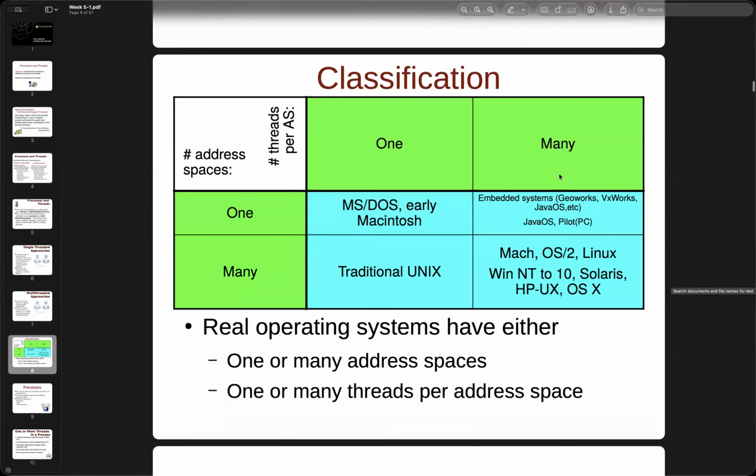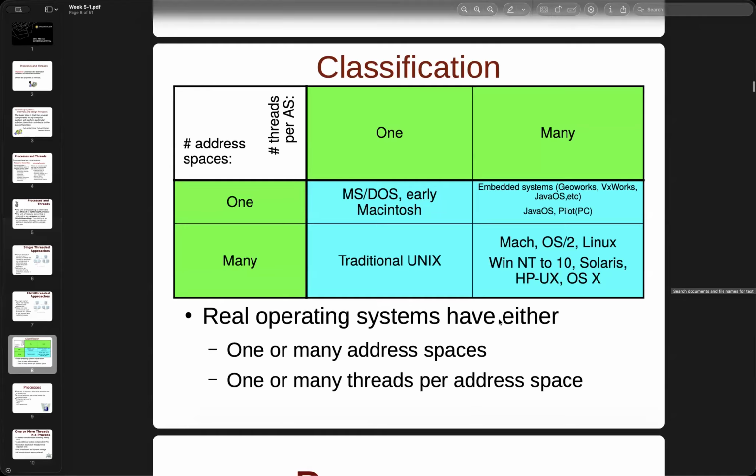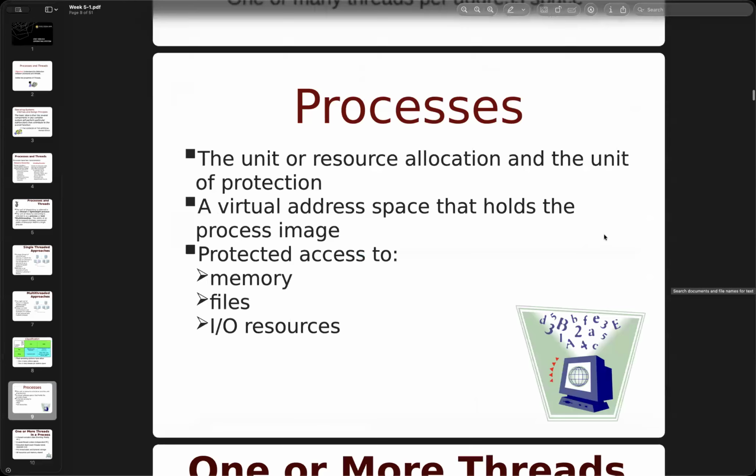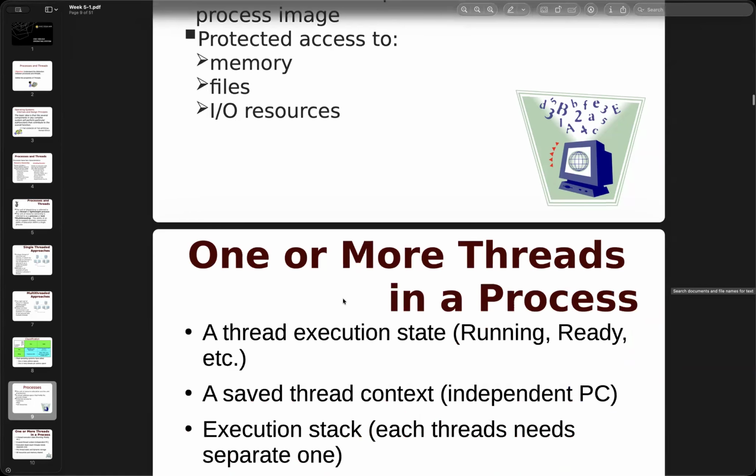So here's the ideal design. In the OS, we should have either one or many address spaces, which means we have more processes, and also one or many threads per address space. So you need to know: the process is the unit of resource allocation and also a unit of protection. We need to protect the virtual address space that holds the process image, and protect access to memory, files and I/O resources. So this is what we covered before.